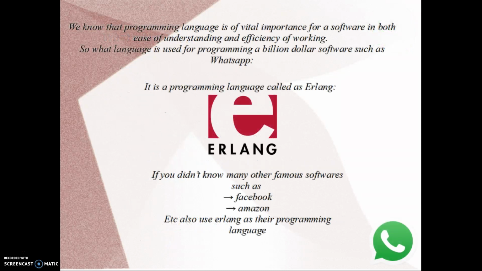We know that programming language is of vital importance for software in both ease of understanding and efficiency of working. So, what language is used for programming a billion-dollar software such as WhatsApp? It is a programming language called Erlang. If you didn't know, many other famous softwares such as Facebook and Amazon also use Erlang as their programming language.